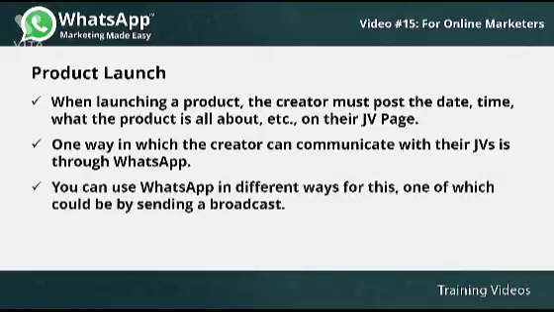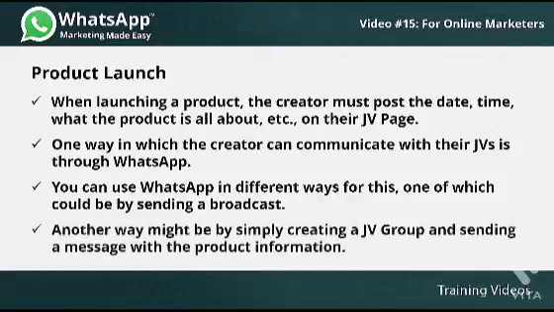You can use WhatsApp in different ways for this, one of which could be by sending a broadcast. You can create a message with the product launch date and all the related information. Select all the WhatsApp JV contacts and send the message. Once you send the message, it will reach all the contacts via a private chat where they can ask for any details. Another way might be by simply creating a JV group and sending a message with the product information. This way, all who are part of the group can ask questions about the product.